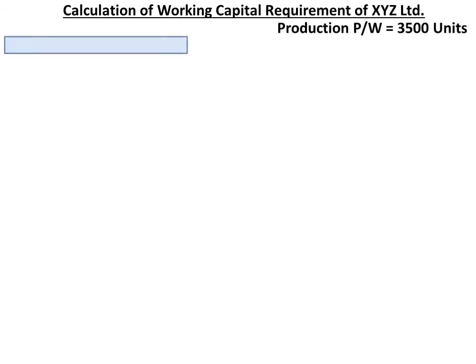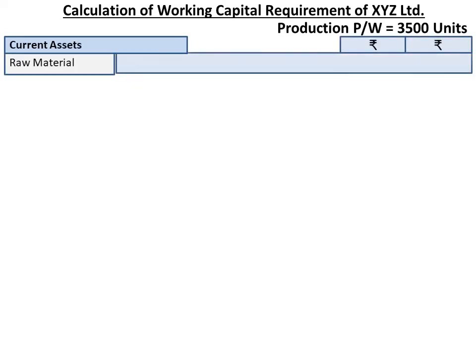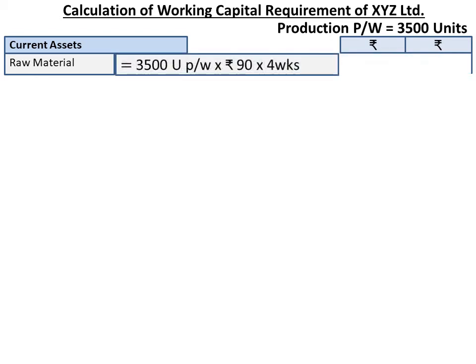So begin with current assets. First current asset should be raw material. Now raw material cost is rupees 90 per unit and raw material is in stock for 4 weeks. Therefore, value of raw material is equal to 3,500 units per week into rupees 90 into 4 weeks. This comes to rupees 12,60,000.